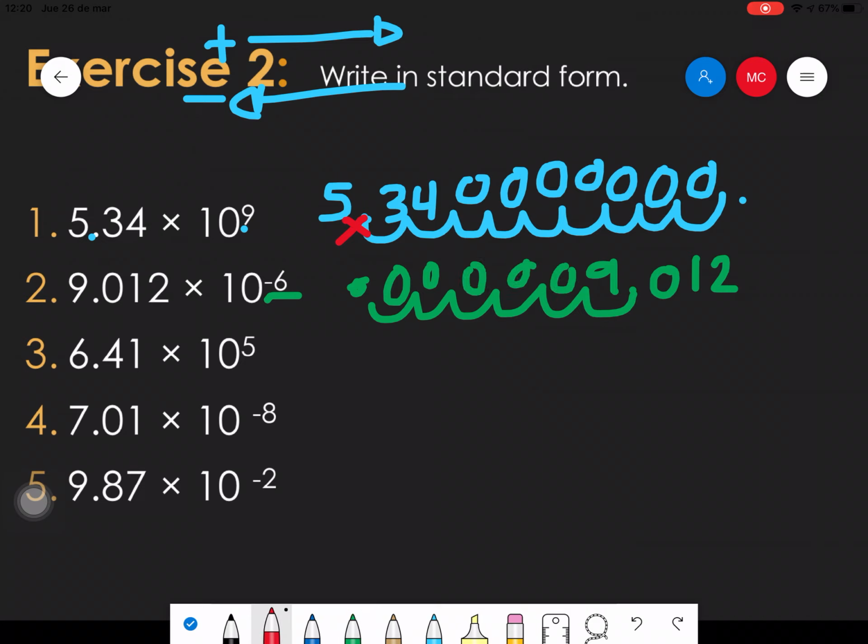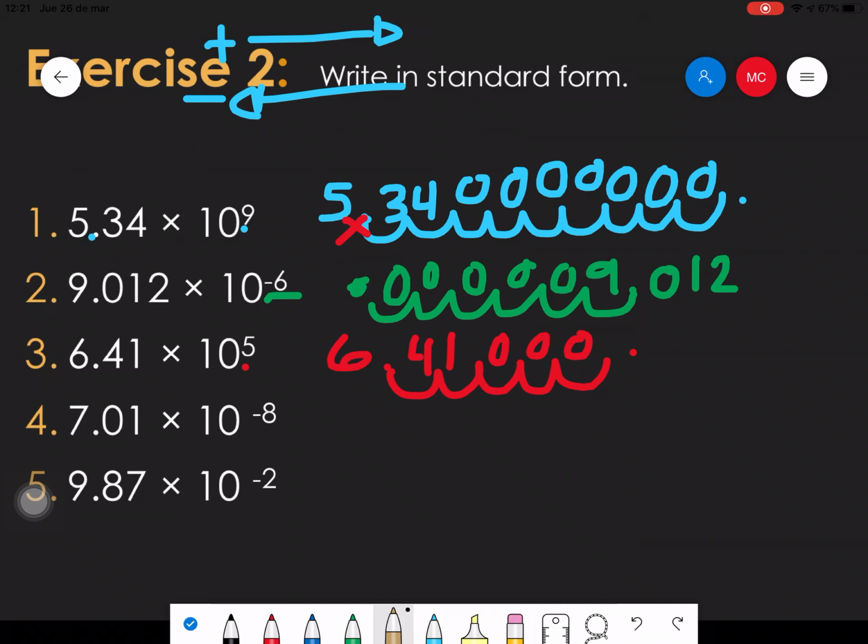Next one is positive. The exponent is positive, and it's 5. So I move to the right 5 times. So 6.41, and I need to move 5 times. So 1, 2, 3, 4, 5. I fill it with zeros, and now the decimal point here. Guys, if you don't want to write this decimal point, it's perfect. It doesn't change your result.